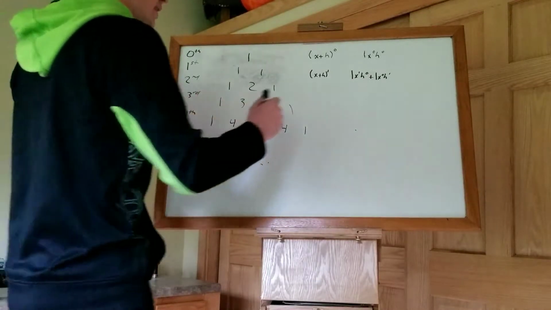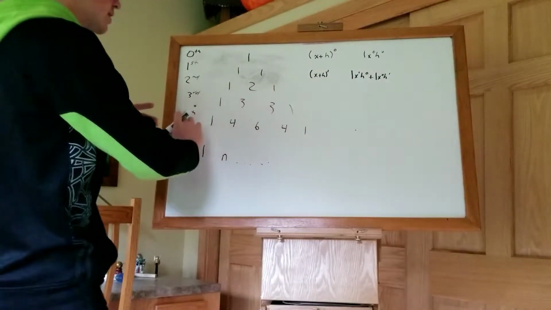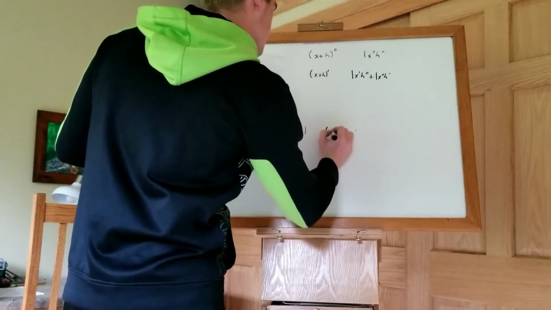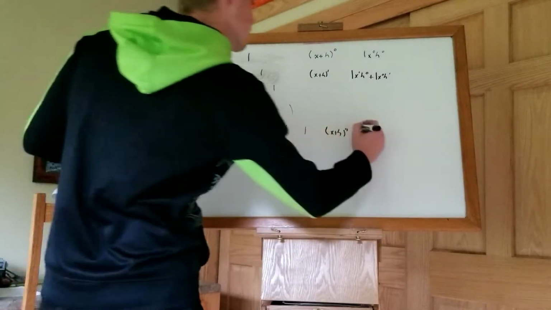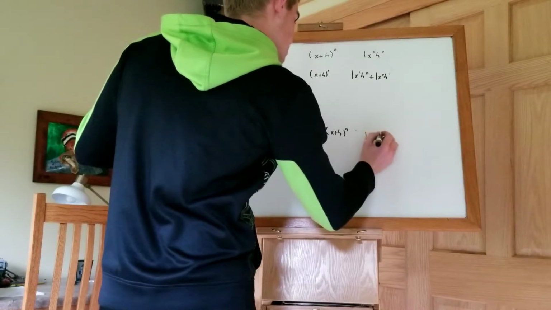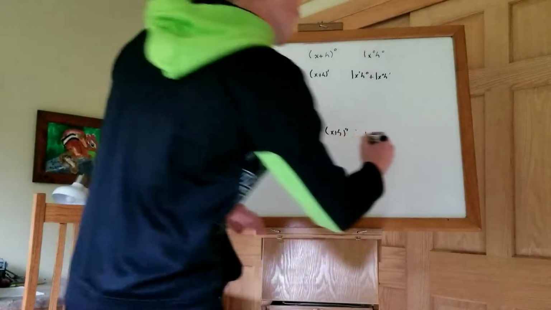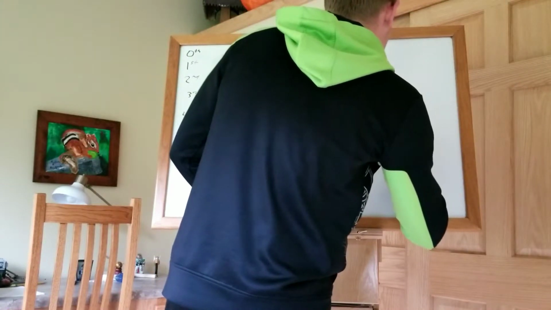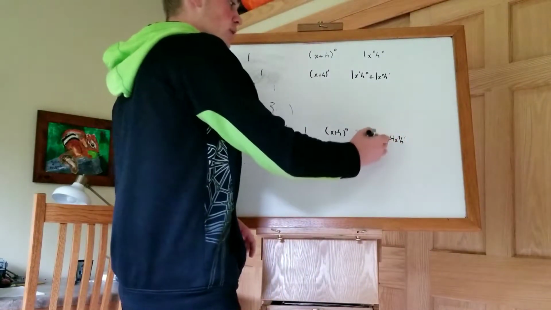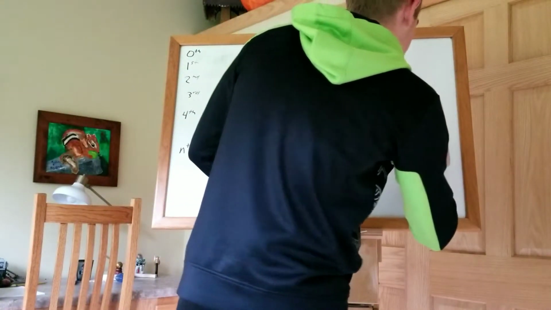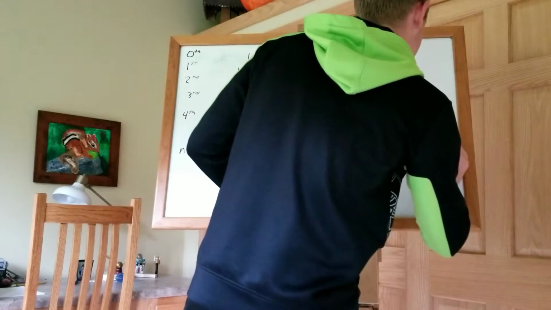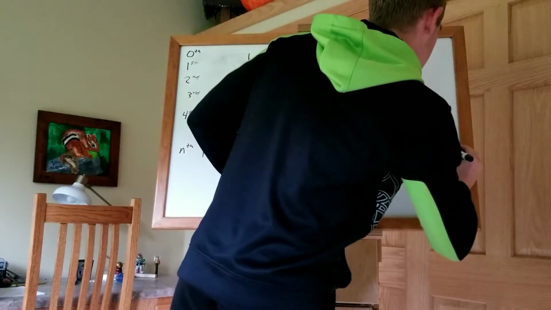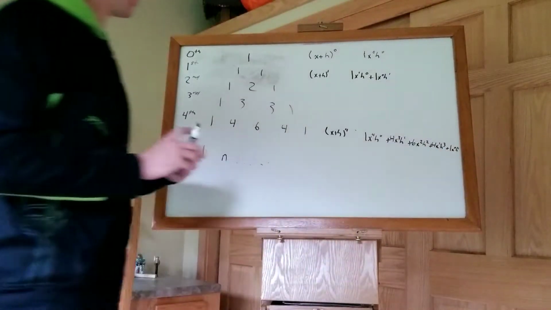I'm not going to go through every single one of these, I'm just going to skip right to the 4th power. So if I took x plus h to the 4th, that would equal 1 times x to the 4th, h to the 0, plus 4 x to the 3rd, h to the 1. So you can see x decreased by 1, h increased by 1. Then plus 6 x squared, h squared, plus 4 x to the first, h cubed, and then plus 1 x to the 0, h to the 4th.